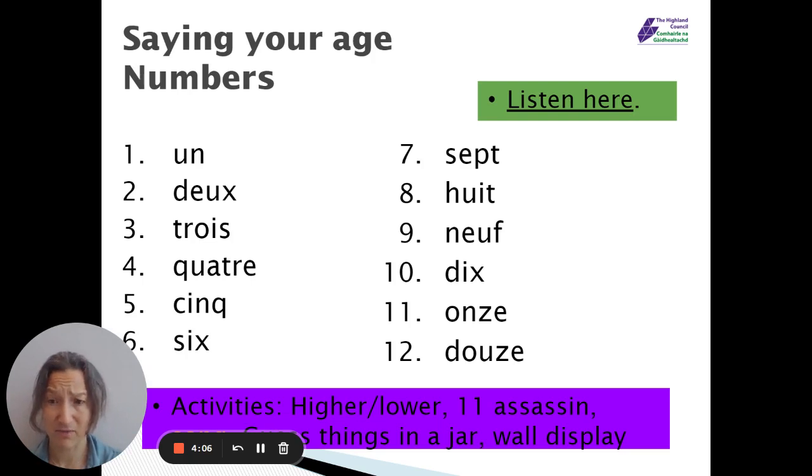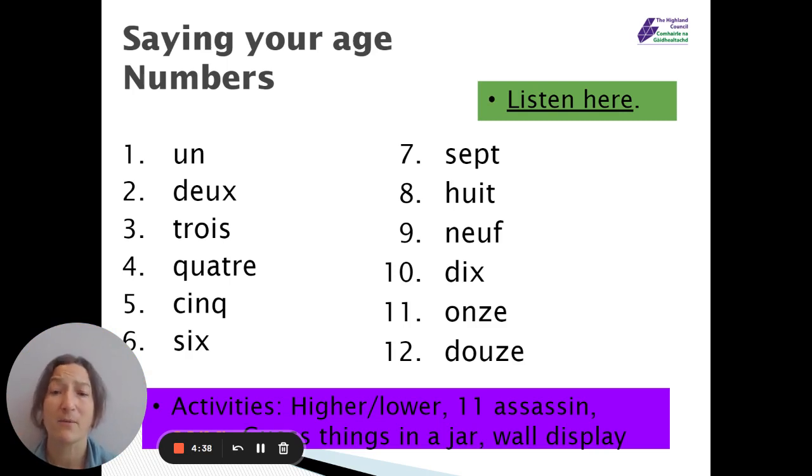I like to get the children to make a number tower, 1, 2, 3, going up to 10 and coming back down again. And you might have them make a display of numbers and create posters with different numbers on. So lots of practice of listening. You might play fly swat game where they have to find the word on the board and hit it with a fly swat or their hand. So they're listening to the number.